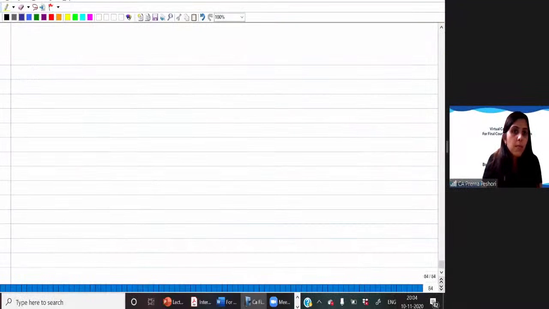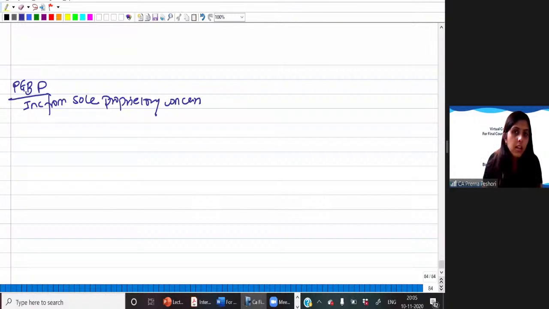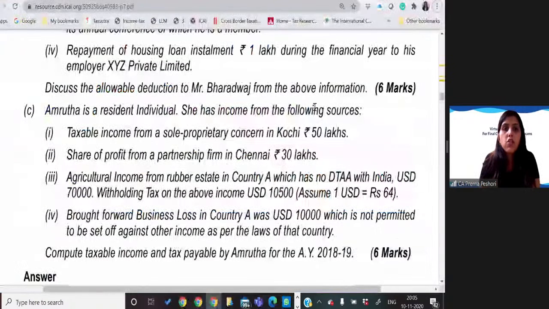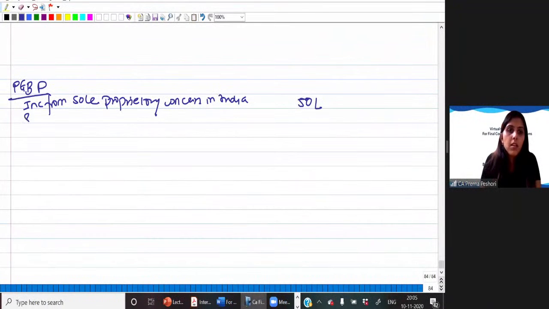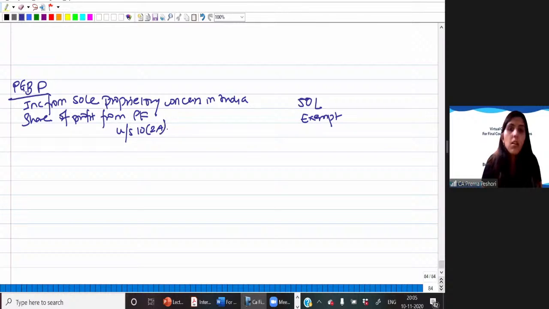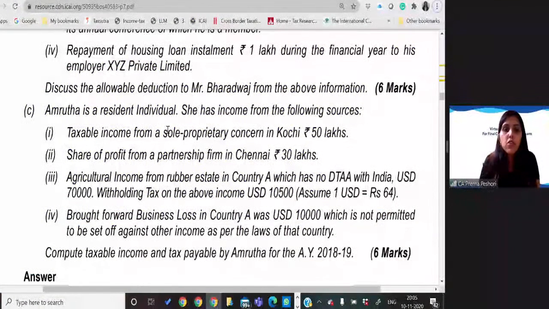Now, first is profit and gains from business or profession. Income from sole proprietary concern in India, 50 lakhs. Right? Next, share of profit from a partnership firm. Share of profit from partnership firm is exempt. Right? This is as per section 10(2)(a). Clear? Then agricultural income from rubber estate in country A with which there is no DTAA with India, 70,000 US dollar.